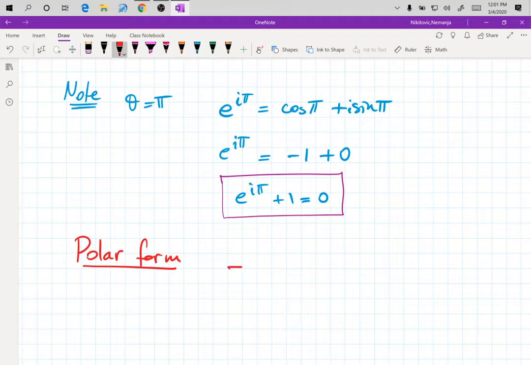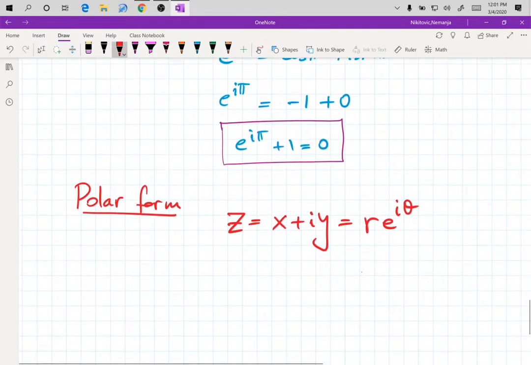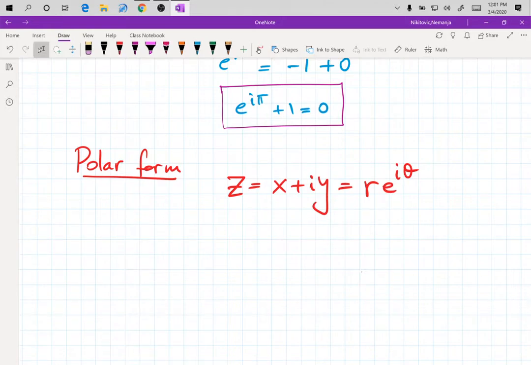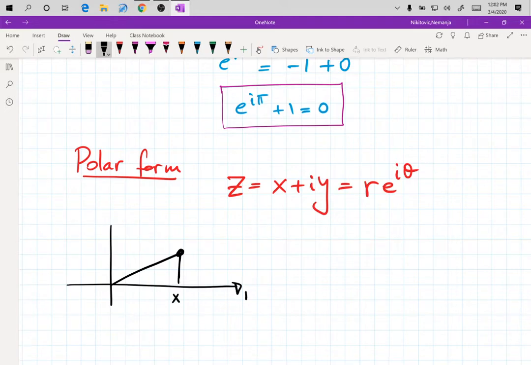We have complex number z, x plus i y, can be represented as r e to the i theta. Now, before you go nuclear, let's just take a look at the simple picture, which should remind you the same way when we did the polar coordinates in Calc 2. So it's the same picture. You have some x, which is on the real axis. You have some y, which is on the imaginary axis. You have the r, and you have the angle theta.